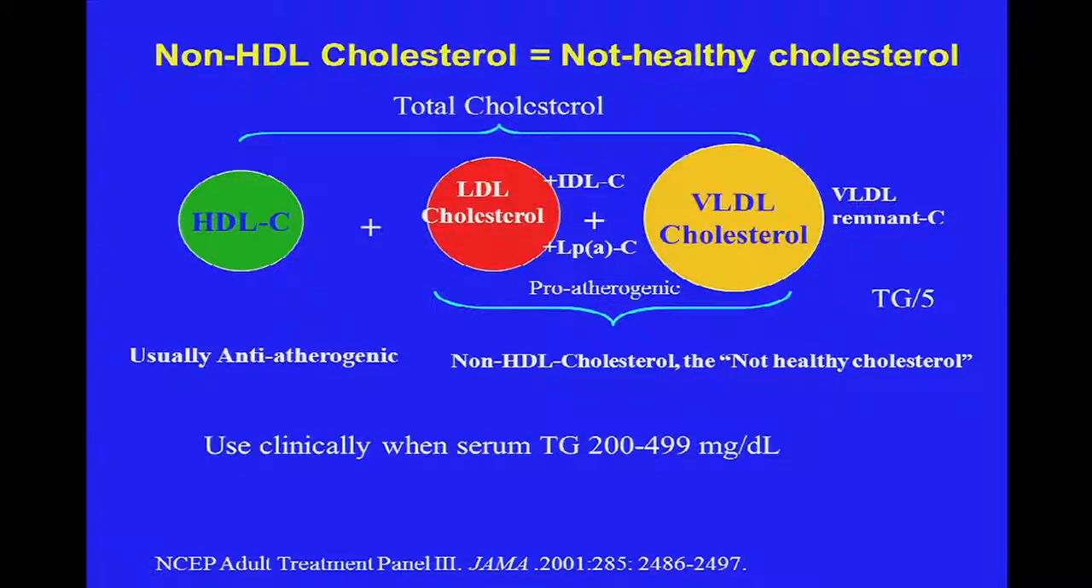So let's go ahead. One of the things I want to introduce to you, which has really helped me enormously, is the concept of the non-HDL cholesterol. The total in a fasting state is the LDL, the lousy one, plus the healthy HDL, plus the cholesterol associated with the VLDL or VLDL remnants, which are where all the triglycerides are. Therefore, the total cholesterol is the combination of all these things. So the LDL and the VLDL cholesterol are proatherogenic, whereas the HDL is usually antiatherogenic. And this is often used when the triglycerides exceed 200.